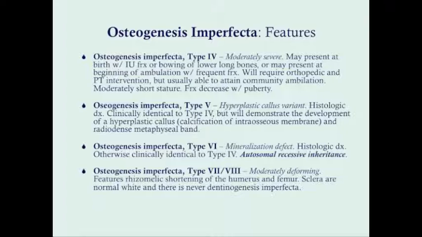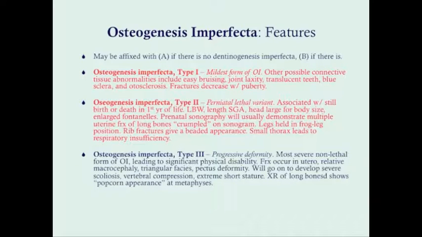These are moderately deforming. They feature rhizomelic shortening of the humerus and femur. The sclera tend to be normal and white, and there's never any dentinogenesis imperfecta with 7 and 8. So mostly I included types 3 through 8 for your information. Types 1 and 2 are going to be the ones that you're most responsible for knowing on USMLE. If a child has OI type 1, they have that triad of features. That's type 1. If they're stillborn and they have these features, particularly that they're born with fractured bones, that's type 2.